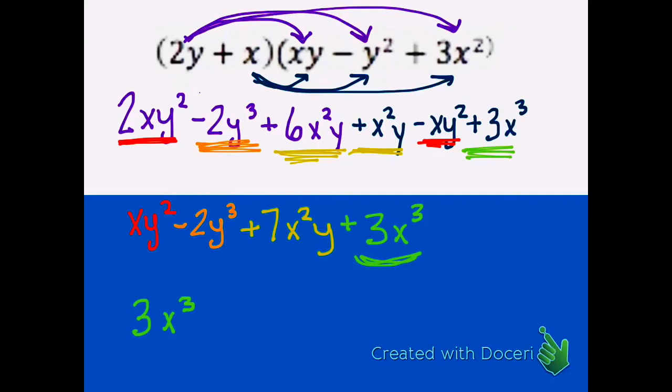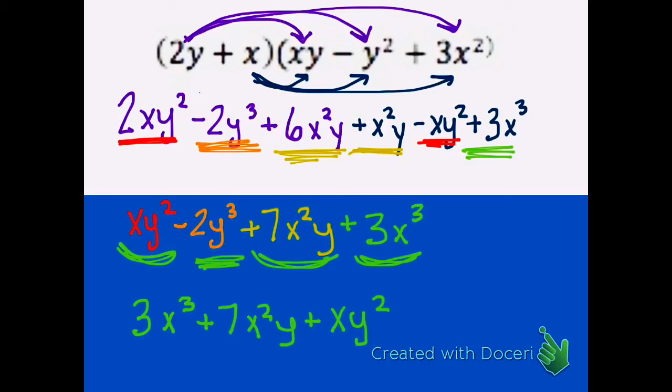My next power of x would be the x squared, so that will be my second term. Then the next power of x would be the 1, and so that is my next term, so plus xy squared. And then with no x variable in there at all is the negative 2y to the third, which would be last.